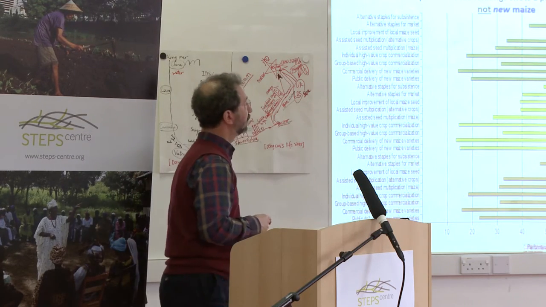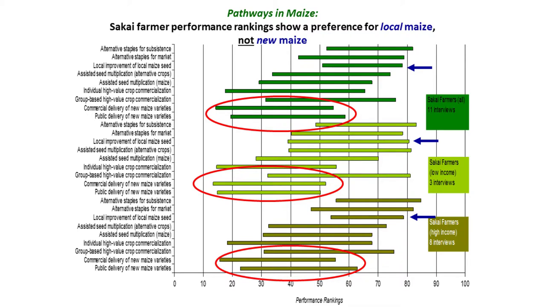What we found amongst the farmer group is that, yes, they're really interested in maize. There's no question about it. Maize is still crucial to their well-being, their food security. But they weren't so interested in these new varieties that were on offer or were being proposed. They were more interested in local varieties.